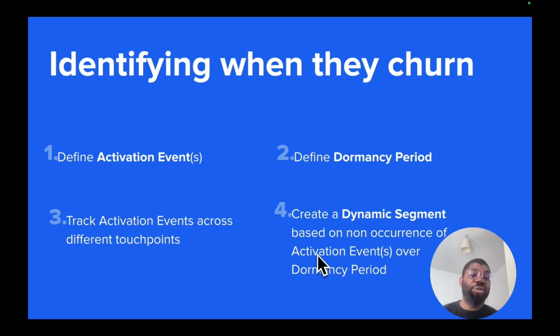So you've defined your activation event, you've defined your dormancy period, you're tracking your events across the different touch points. The last thing you want to do is to then create your dynamic segment based on the non-occurrence of the activation event over the dormancy period. What that simply means is that you are creating a user group, a dynamic user group, based on the fact that this activation event you've defined or these activation events you've defined has not occurred over your dormancy period. These users have not placed an order over this period of time.